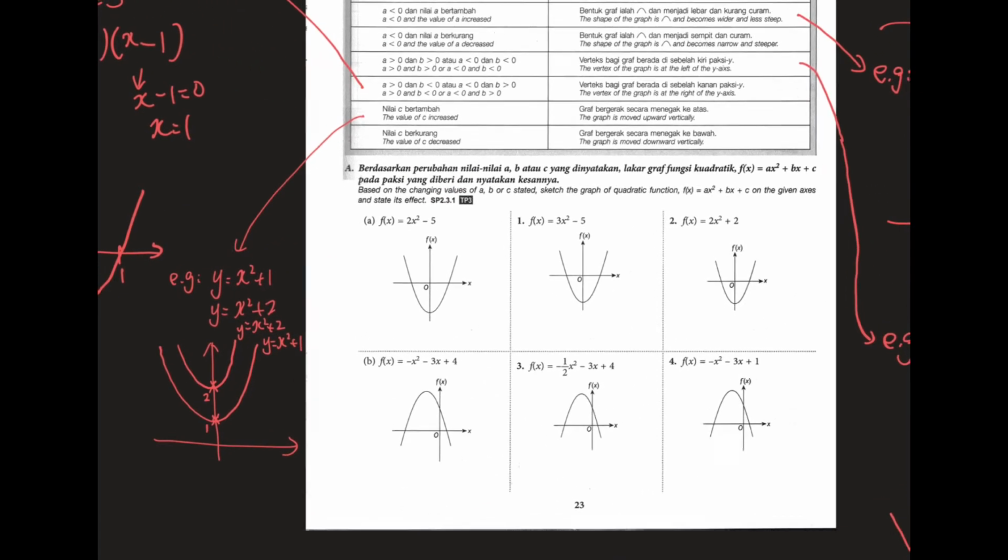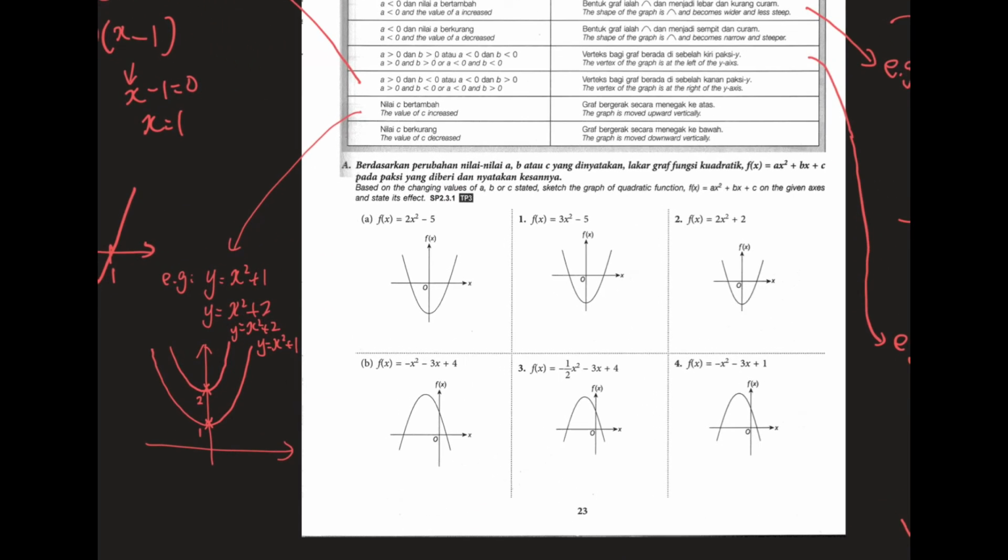So now the next one. The value of c decreases. So you have to look at it in the opposite way. From x squared plus 2 to x squared plus 1, the graph will go down. So that is where the c decreases. The graph is moved downward vertically. So we finished all the information in the table.